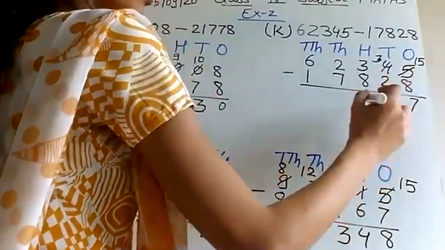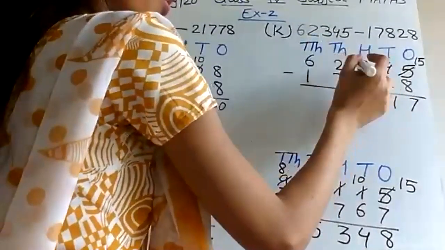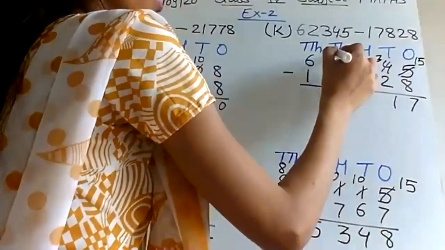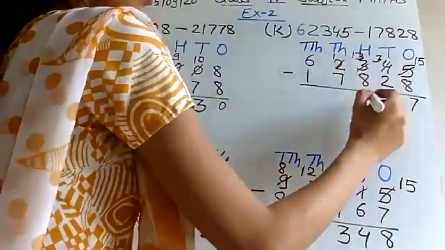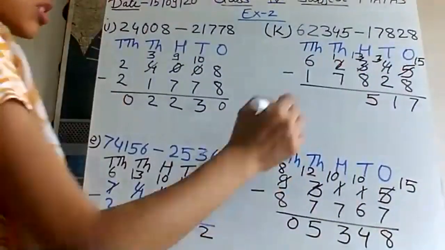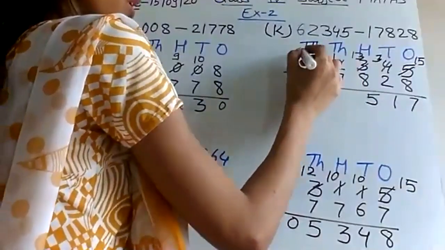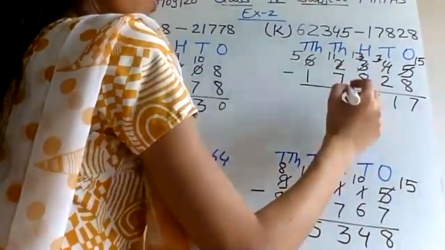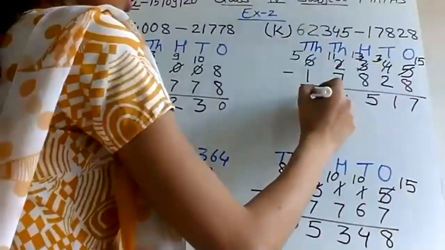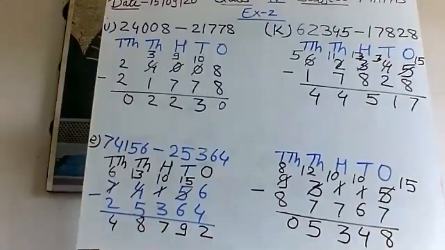3 minus 2, 1. Now 3 minus 8. So again this 3 will take carry over from previous number. So this 3 will become 13. This 2 will become 1. 13 minus 8 is 5. Okay. 1 minus 7, not possible. So this 1 will take carry over from previous number, that is 6. 6 will become 5 and 1 will become 11. 11 minus 7 is 4 and 5 minus 1 is 4. So answer is 44,517. Okay.